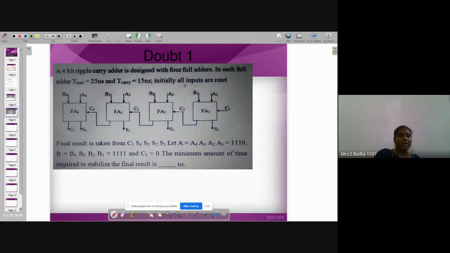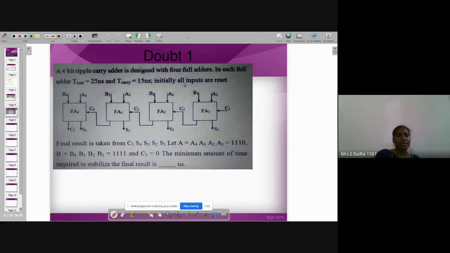A 4-bit ripple carry adder, also called a binary parallel adder or ripple carry adder. It is the same diagram, designed with 4 full adders: FA1, FA2, FA3, FA4. In each full adder, the sum is generated in 25 nanoseconds and the carry is generated in 15 nanoseconds.